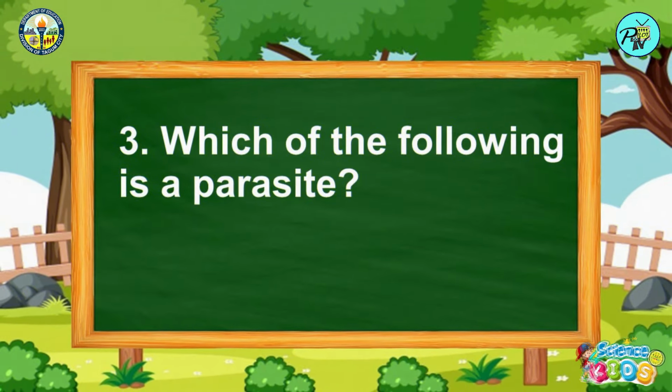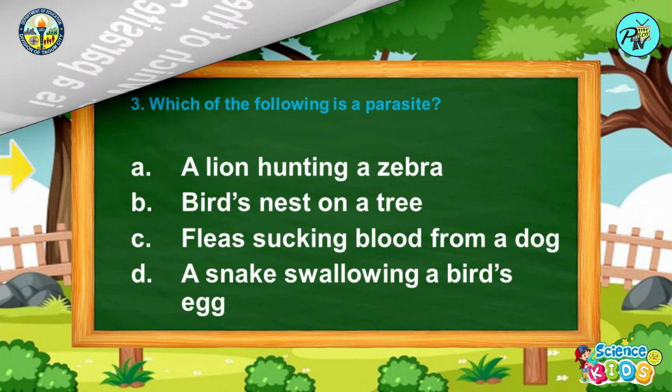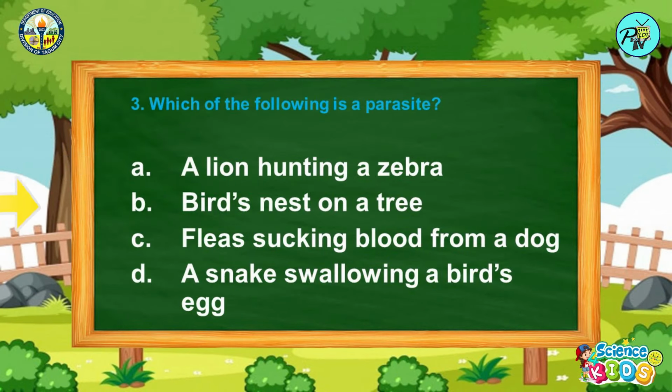3. Which of the following is a parasite? A. A lion hunting a zebra. B. Bird's nest on a tree. C. Fleas sucking blood from a dog. D. A snake swallowing a bird's egg. Timer starts now.